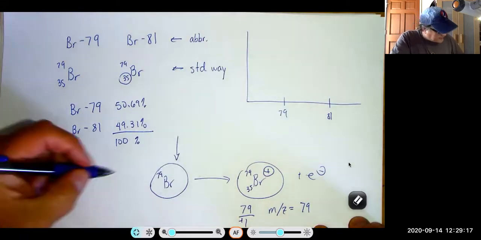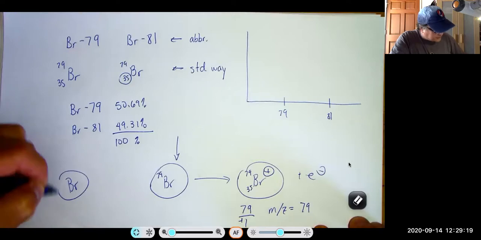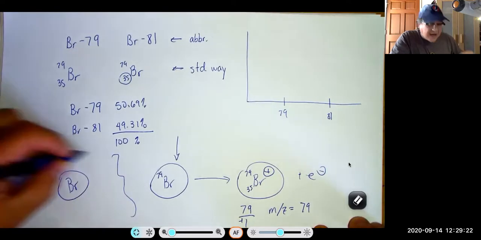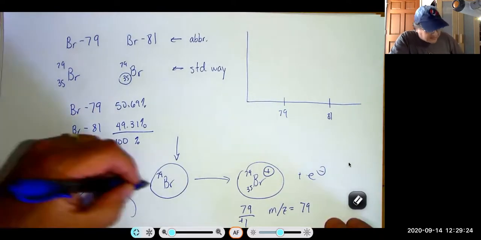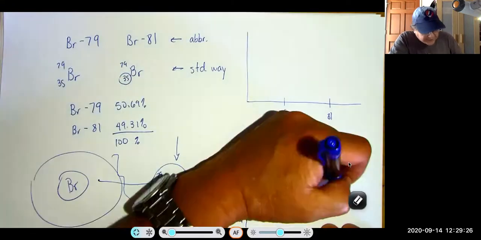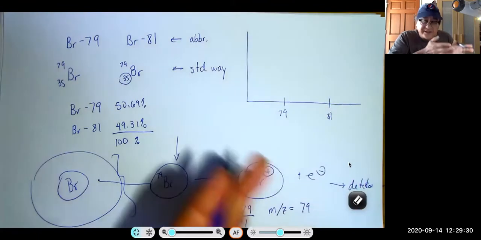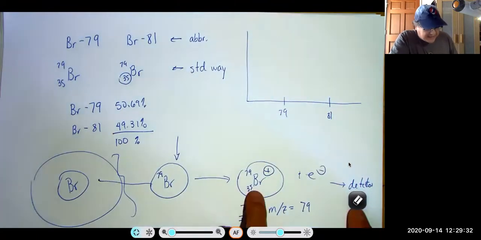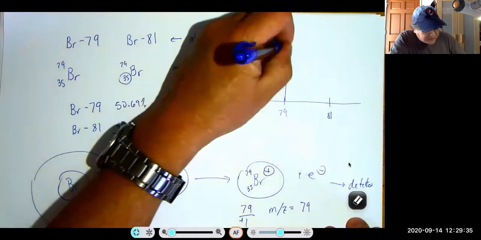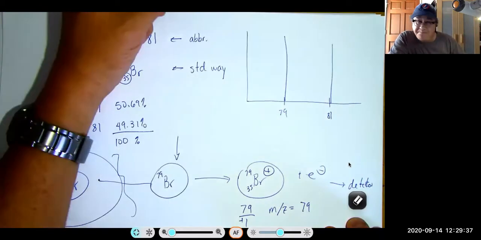So if we take a sample of bromine, just a sample of isotopes of bromine, and subject it to mass spectrometry and send this to a detector, we're going to get signals at 79 and at 81. And we get more signals at 79 than we get at 81.